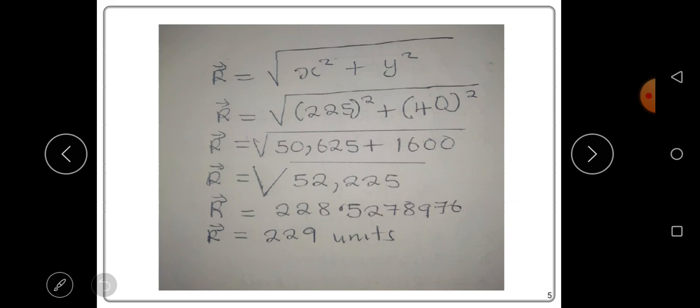We can write this magnitude in 3 significant figures as 229 units. So this is the magnitude of this vector. Let's also look at the direction of the vector.